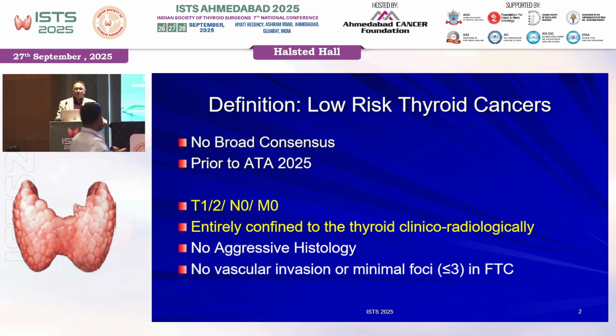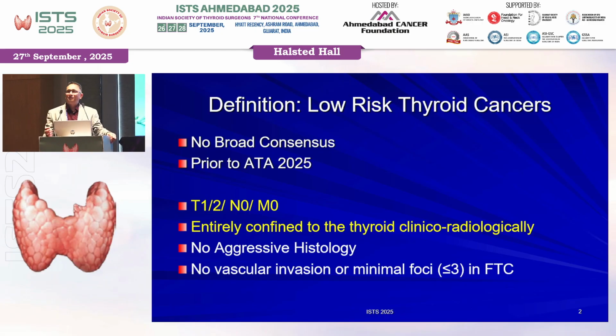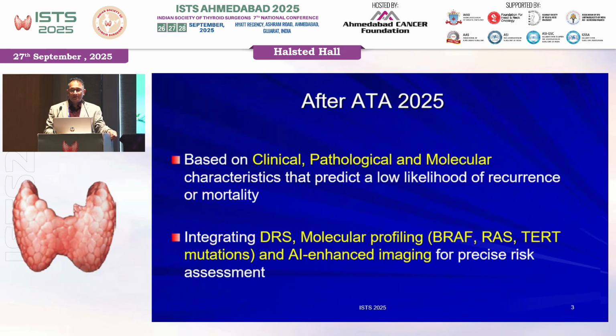So the definition of a low risk DTC itself is in a way controversial. There is no consensus. Prior to the ATA 2025, we all would define it as either a T1, T2, N0, M0, a tumor that's entirely confined to the thyroid clinically and radiologically. Of course, no aggressive histology. And then if it's a follicular, less vascular invasion or no vascular invasion.